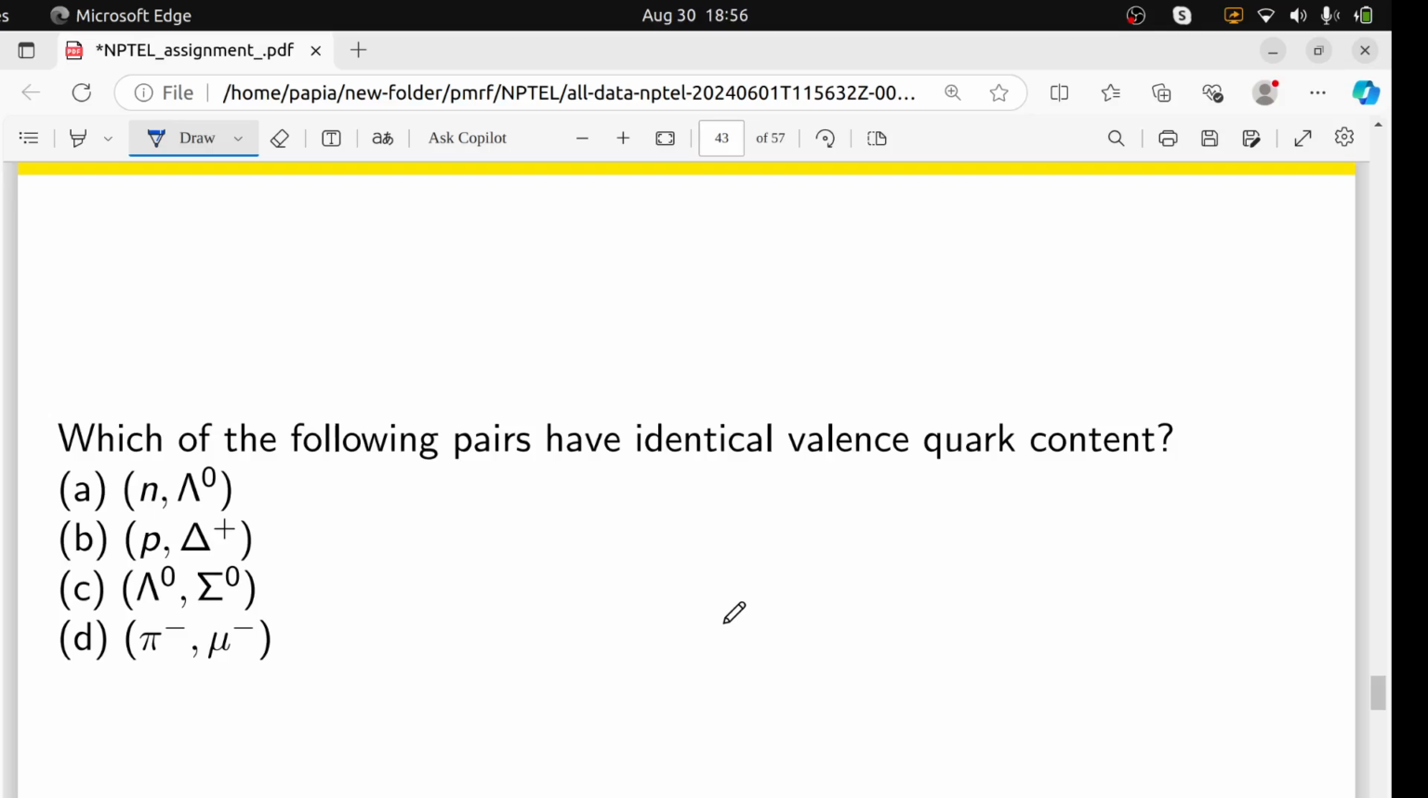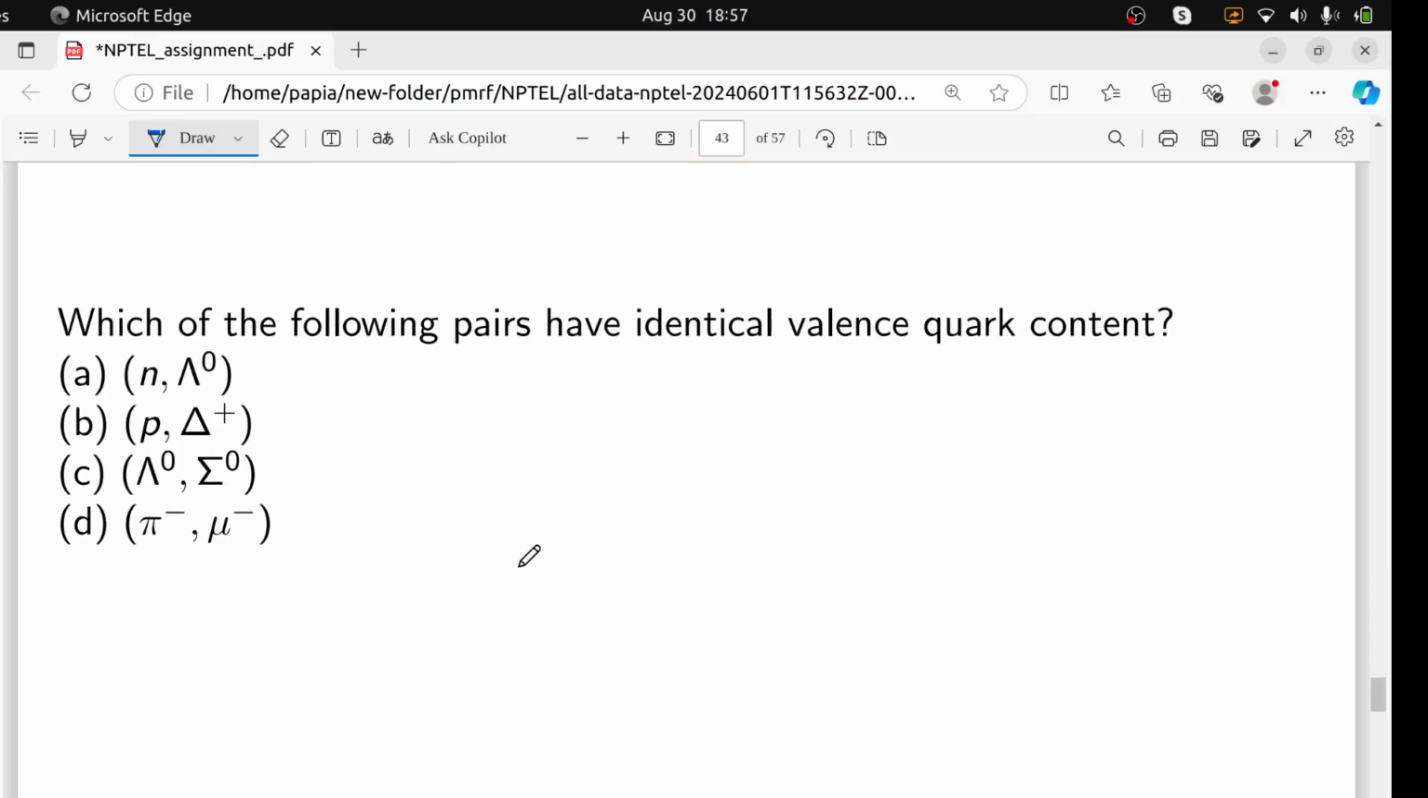Which of the following pairs have identical valence quark content? So there are four options. One is neutron, delta; the second is lambda 0, proton; then delta plus, and the C option is lambda 0, sigma 0, and the fourth option is pi minus, mu minus.